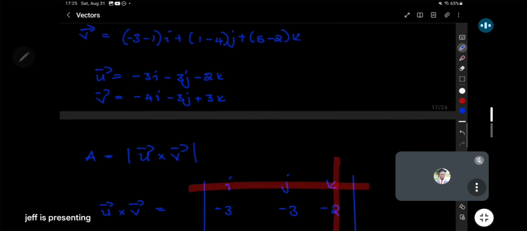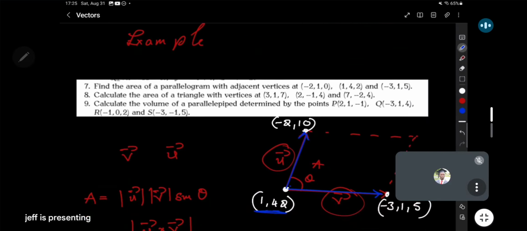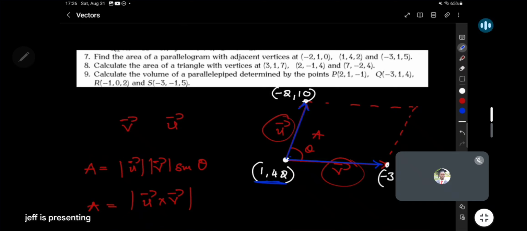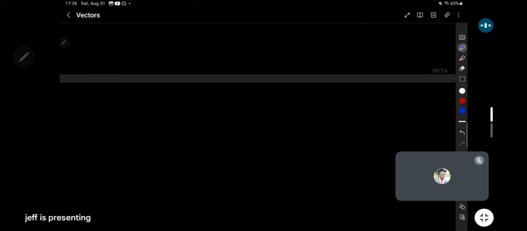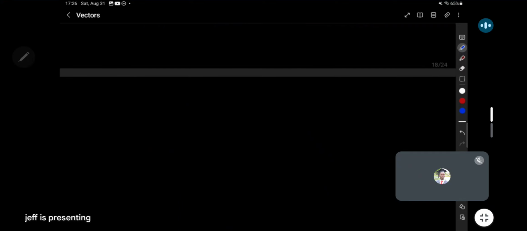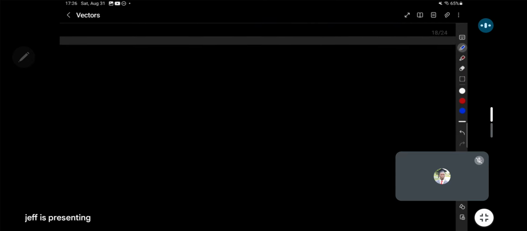So that concludes question 7. Now we move on to question 8. In question 8, calculate the area of a triangle with vertices this and that. So here we're now going for a triangle, not a parallelogram. In question 7, we were looking for the area of a parallelogram. Again, I keep using diagrams for 2 dimensions because they're easy to relate to. To start sketching a 3-dimensional picture here might be difficult for us to relate to.